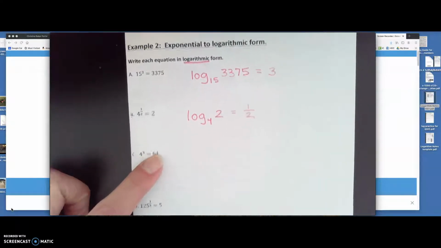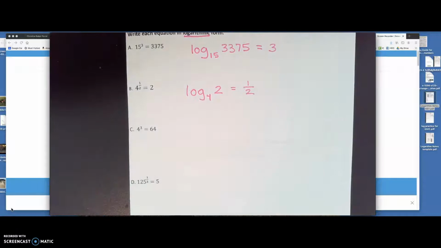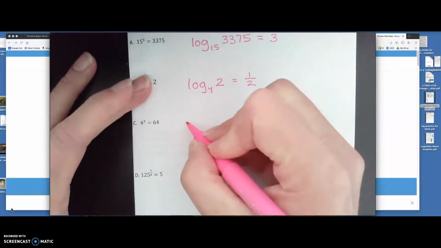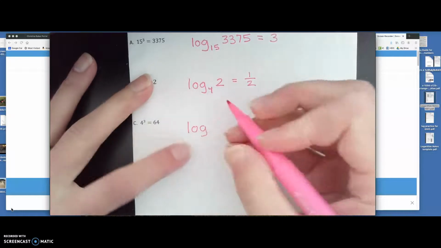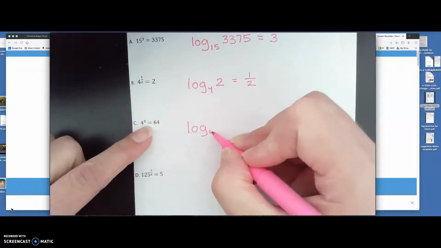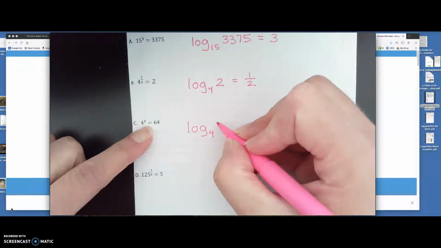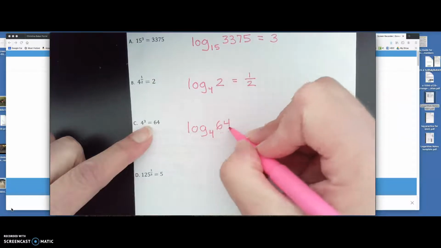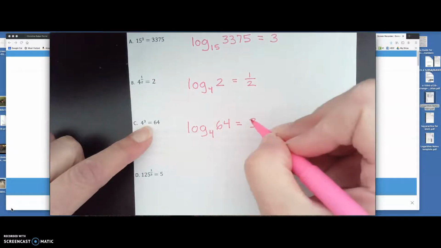So basically we're just rewriting exponential equations into logarithmic equations. Okay, then I have 4 cubed equals 64. So you should get log base 4 of 64 is equal to 3.